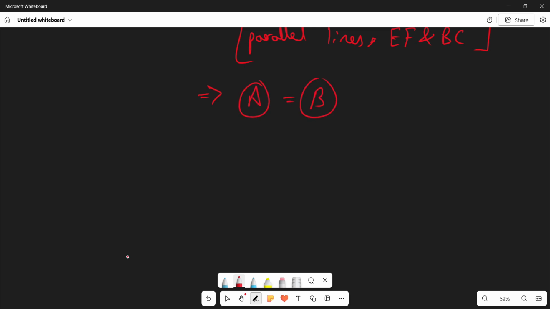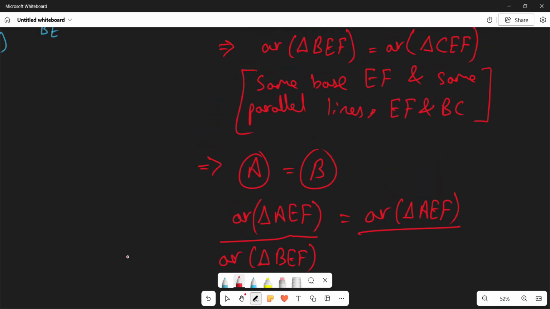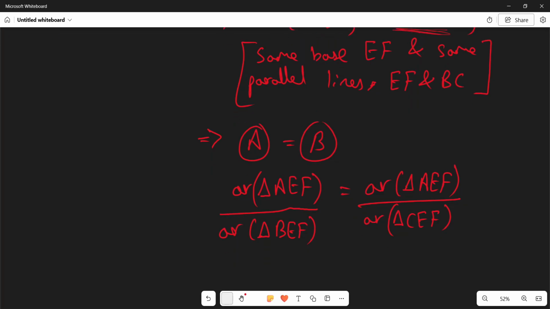Why? Because area of triangle AEF will definitely be equal to area of triangle AEF. There's no doubt regarding this. But then I'm dividing both of them by area of triangle BEF, and this area of triangle BEF is equal to the area of triangle CEF. And yes, they are equal because they are on the same base and between the same parallels.